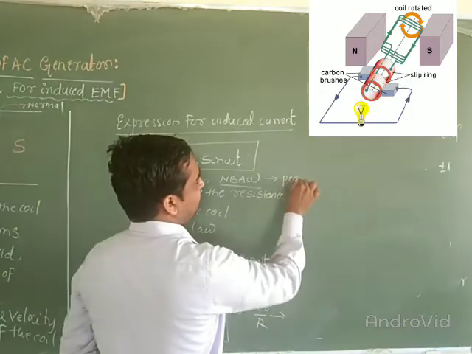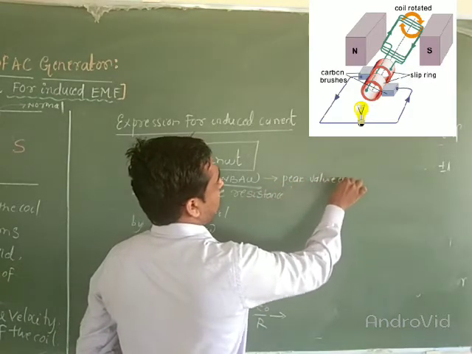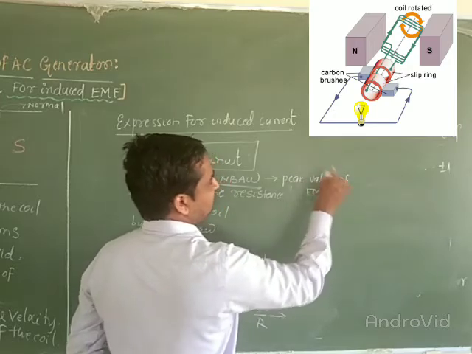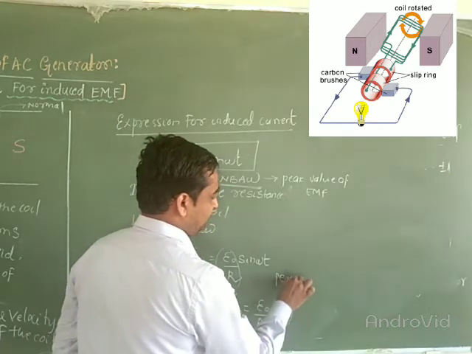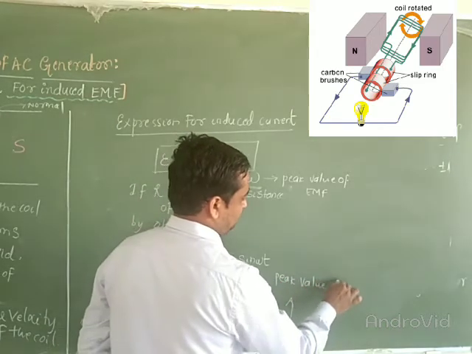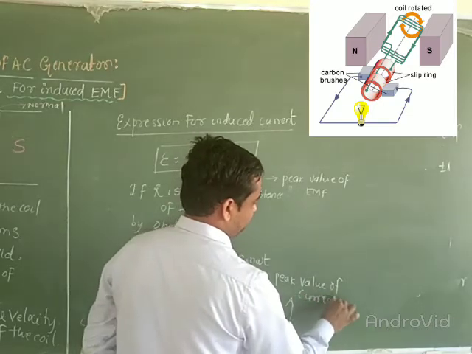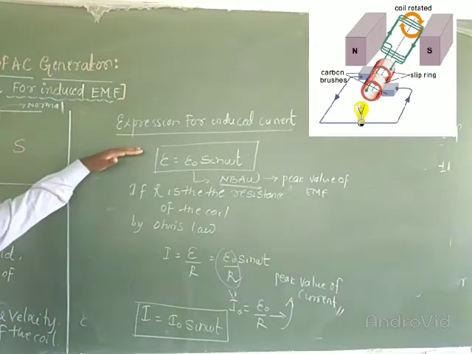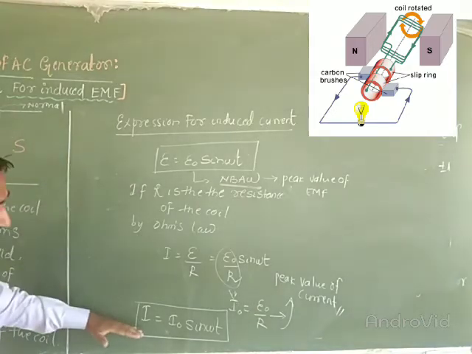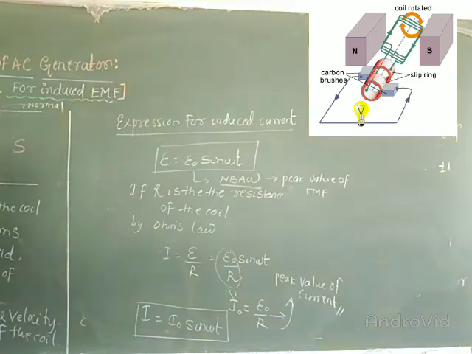This is the peak value of the induced EMF, or the maximum value of the induced EMF, and this is called the peak value of the induced current. So these two are the important expressions: the expression for the induced EMF and the expression for the induced current. In both expressions, E is equal to E naught sin omega t and I is equal to I naught sin omega t.